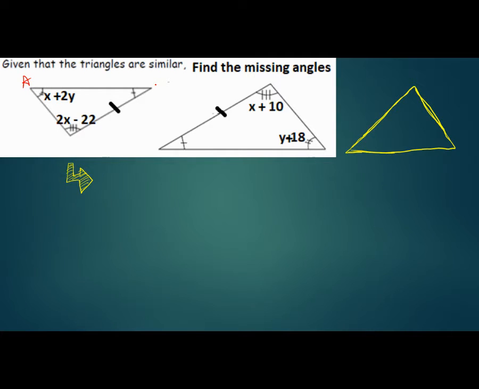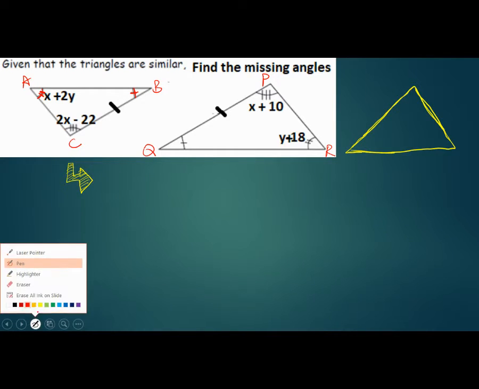let me label my first triangle as ABC and the second one is PQR. In triangle ABC, angle A, I see that there are two lines. Angle B, one line is there, and angle C, you can see that there are three lines.